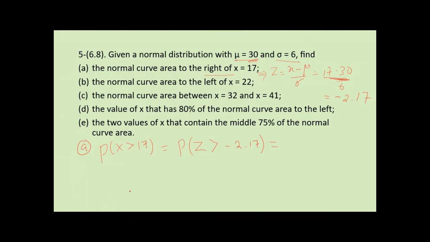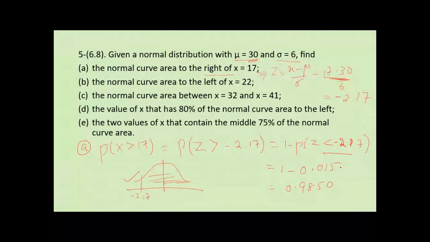Now if you find the normal curve, you will find z is on the left side, isn't it? Here negative 2.17. Now we want the area to the right of this value. So find this area, subtract from 1. So from the table, what is it? 1 minus the probability of z less than negative 2.17. From the table, you will find this area as 0.015. So when you subtract it, you will get 0.9850.